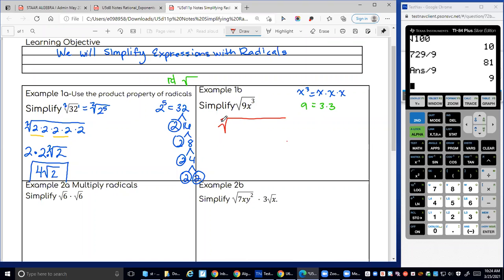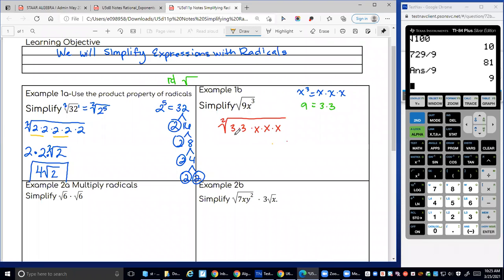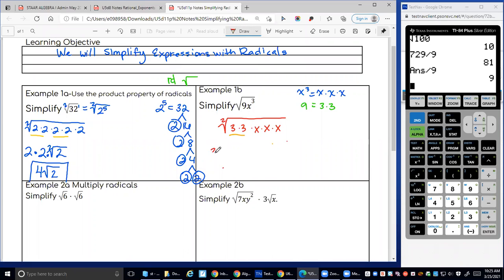We have a ninja 2, okay? And instead of the 9, I'm going to write 3 times 3. And instead of x to the third, I'm going to write x times x times x. Now, my 2 tells me that I'm looking for groups of 2, right? And I have a group of 2 3s, right? So what's going to pop out is a 3. A 3 will pop out from under the radical. No longer. He is free.